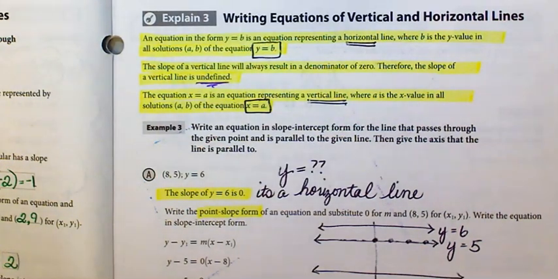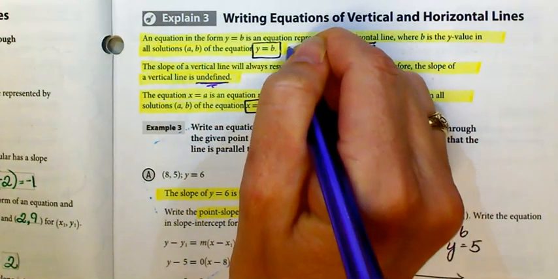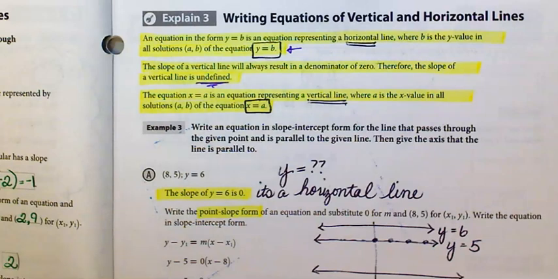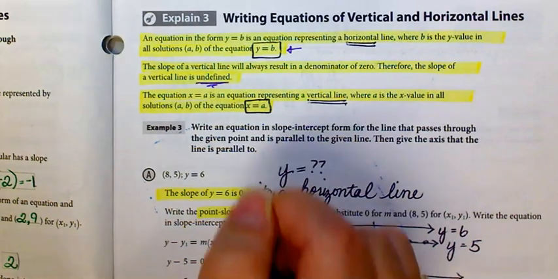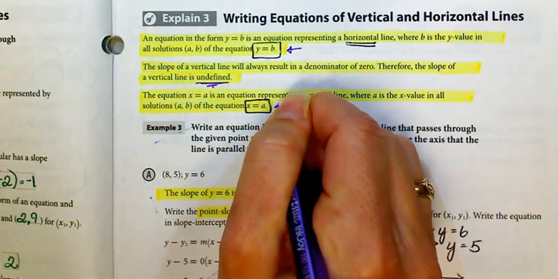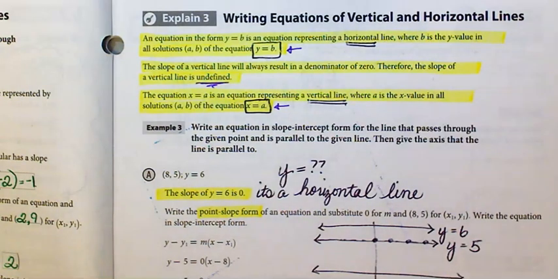The equation x equals a is an equation representing a vertical line where a is the x value in all solutions (a, b) of the equation x equals a. So basically a horizontal line is just y equals some number, and a vertical line is just going to be x equals some number.